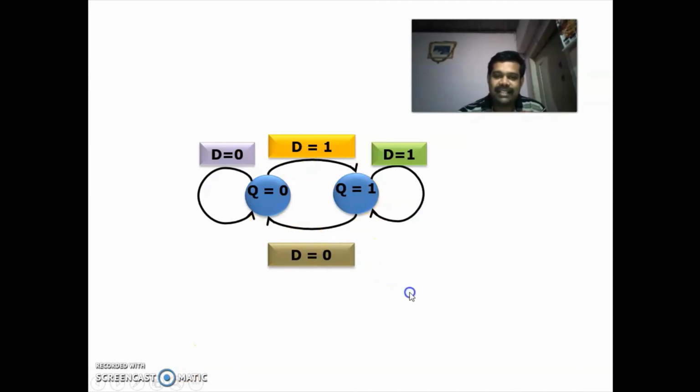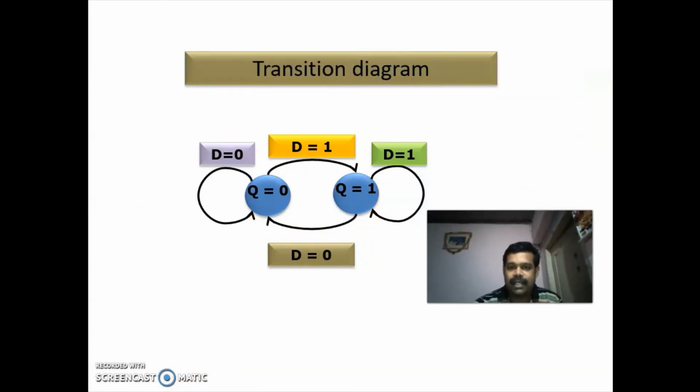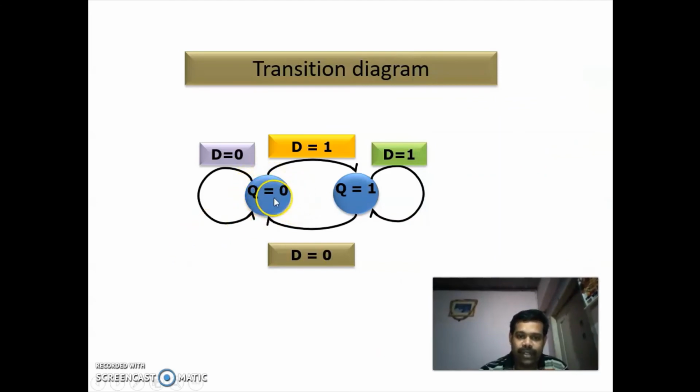Now this is the transition diagram. When Q is 0 and D is 0, it will stay in the present state, that is Q is 0. When D is 1 and Q is 0, it will go to the next state. Similarly, when D is 1 and Q is 1, it will stay in the same state, Q is 1. And when D is 0 and Q is 1, it will go to the state Q equal to 0. So this is the transition diagram.